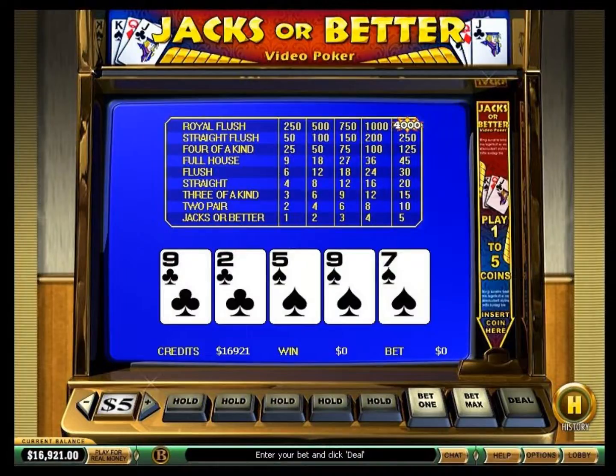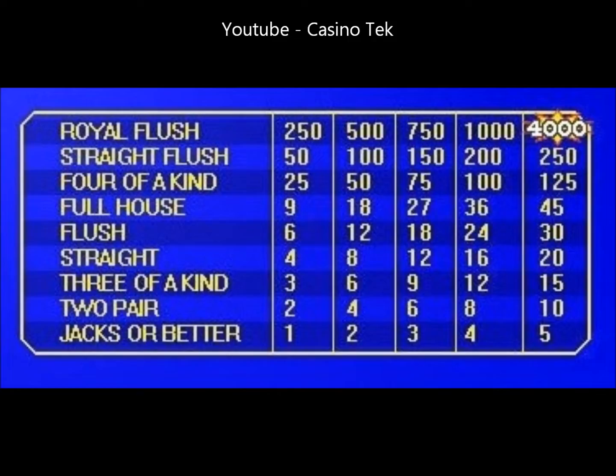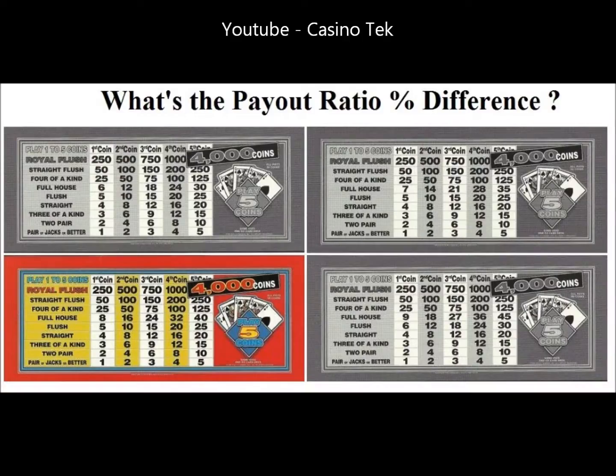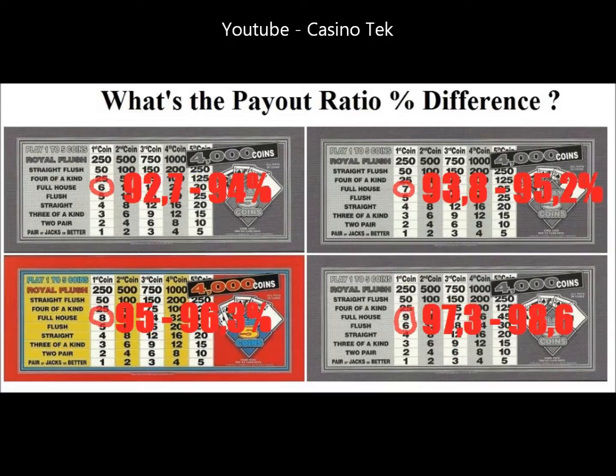In 4 minutes, learn to know a jacks or better video poker percentage payout just by looking at the pay table. Can you see some differences from these 4 pay tables? Yes, the full house value changes from 6, 7, 8 to 9, and the flush from 5 to 6 on the last pay table. This changes the total game's payout percentage, as the game draws cards randomly.